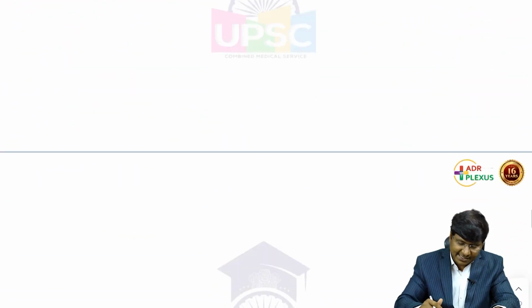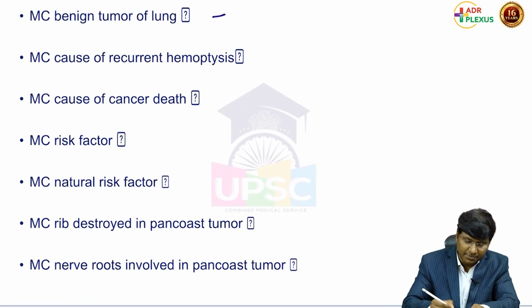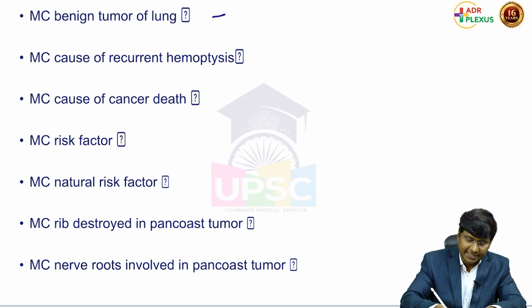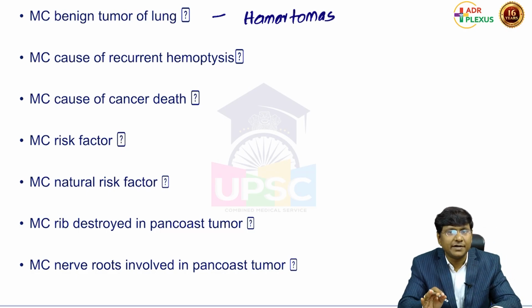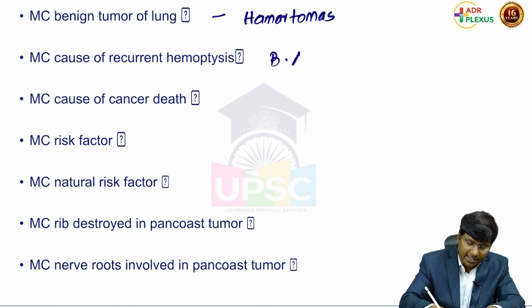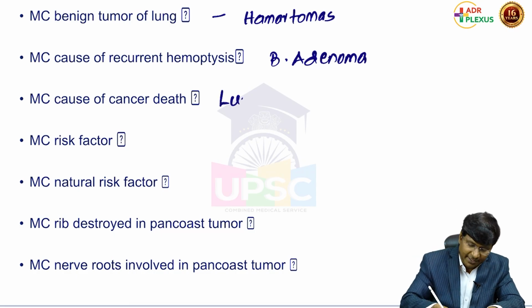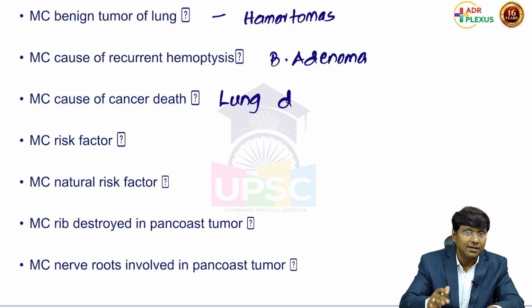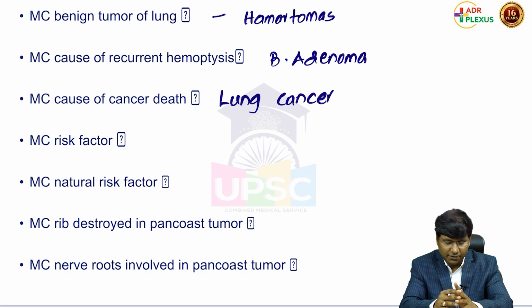Now some of the very important questions in the bronchogenic carcinoma, right. The most common benign tumor of the lung is the hamartoma. So hamartomas are the most common benign tumors. And the most common cause of recurrent hemoptysis is bronchial adenomas. And the most common cause of cancer death among all the cancers is lung cancer, right? It is lung cancer that is the most common cause of cancer death.